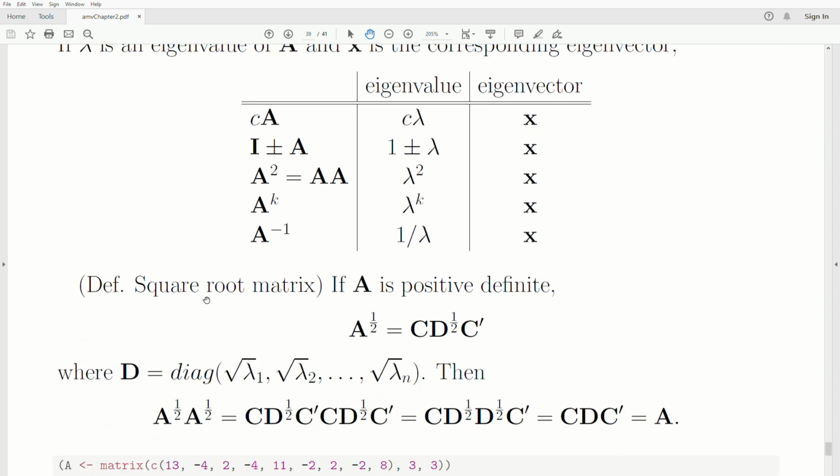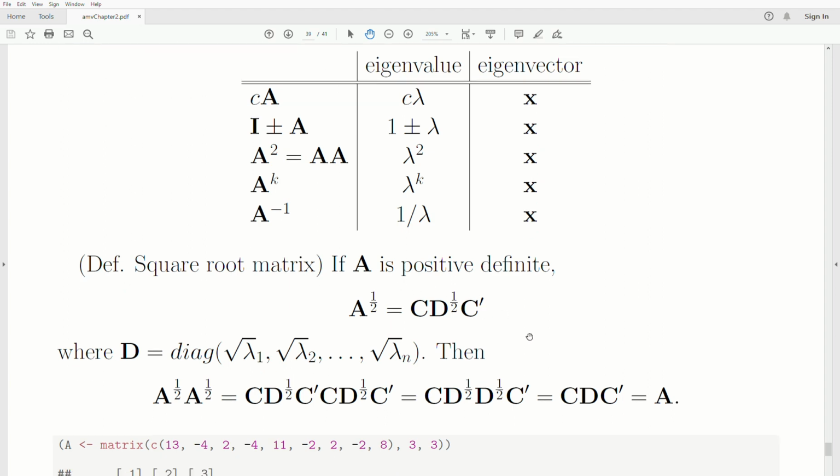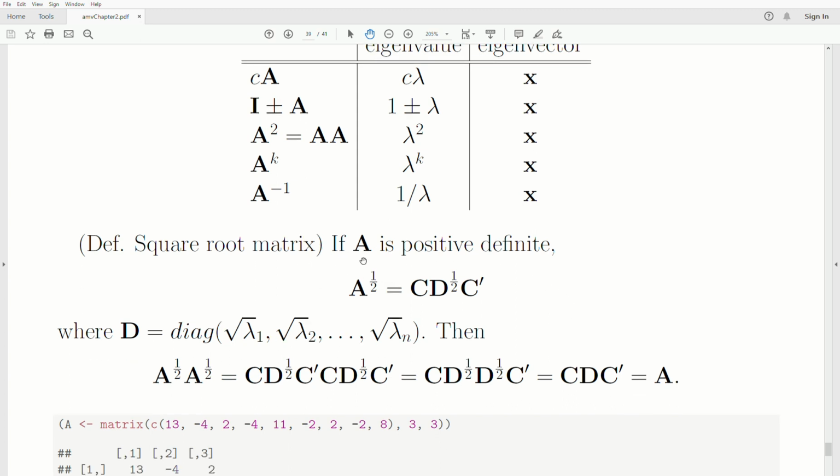Now this, the definition of a square root matrix, will sprinkle throughout this whole playlist. Now first I want to give you an analogy. If we have the number 36, and we take the square root of it, we get 6. Then you take 6 times 6 and you get your original number 36 back. So that's what we're trying to do here. We're trying to take the square root of a matrix, and then it times itself will equal the original matrix back.